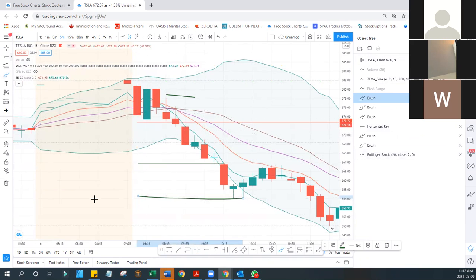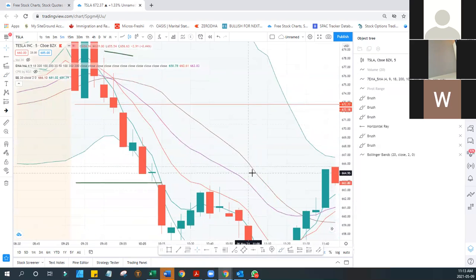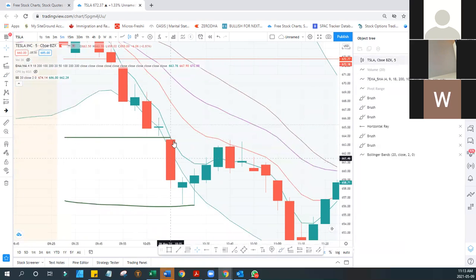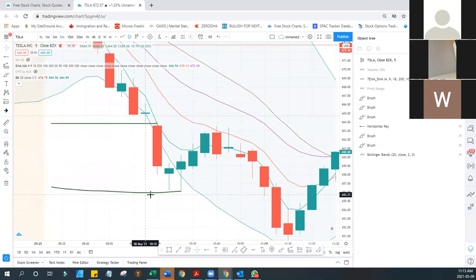From here to here, how much did you make? 1.25. That's a good one. But you see the price here is still below the 9 EMA. That means there might still be some juice there, because the price is still following, like going down. So you can stay in the trade, and you might be able to get this area as well, from the first to the second.